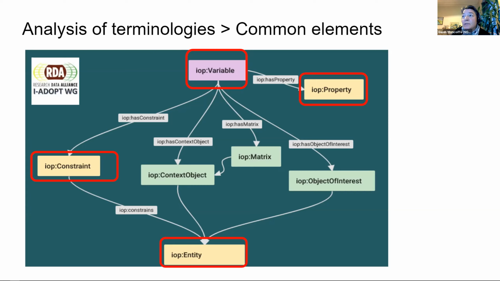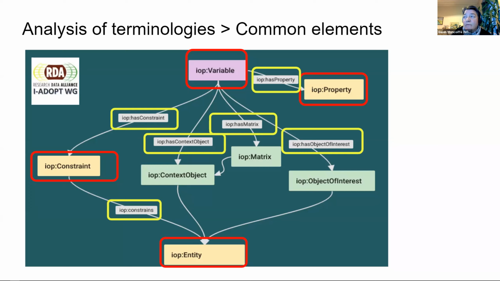And we ended up with just 4 classes to the ontology: the variable, which is the top concept, and the variable is composed of a property, an entity, and it's got a constraint element. And then we've got a series of properties associated with this ontology, which are listed here. So a variable has a property, it can also have entities that take the role of being either a matrix, an object of interest, or a context object.